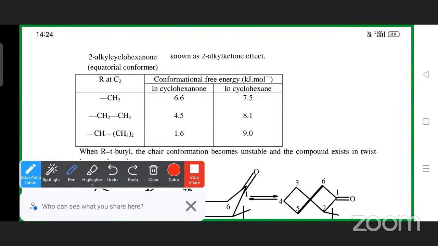And upon increase of one more carbon, like ethyl, the change of that energy in the cyclohexane is 8.1 and here it is 8.5. And with the tertiary group, the isopropyl group, when it is substituted, in the cyclohexanone it is 1.6, it is 9. So the normal cyclohexane will be more affected by this substitution than your cyclohexanone.